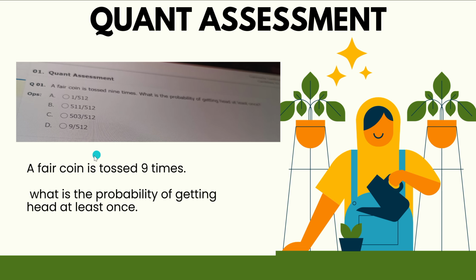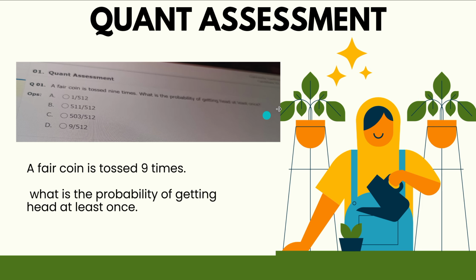First question is, a fair coin is tossed 9 times. What is the probability of getting a head at least once? These are the questions and the given options. Before going into the solution, if you are practicing for Cognizant, pause the video and try to answer the question, and then let us see the explanation.